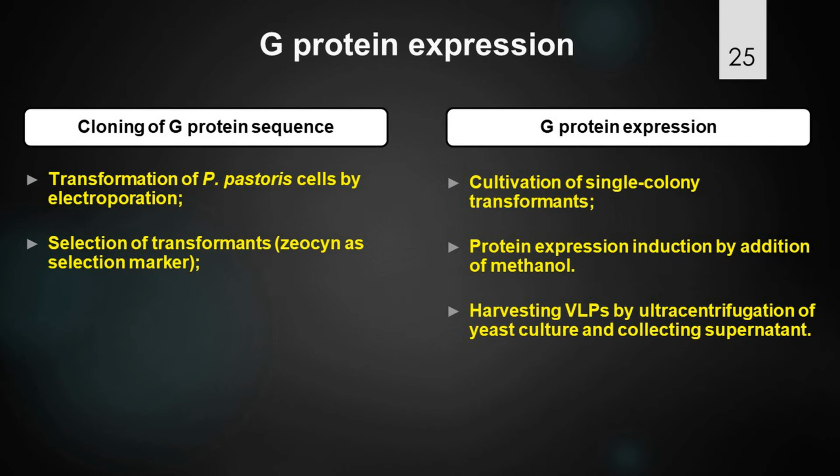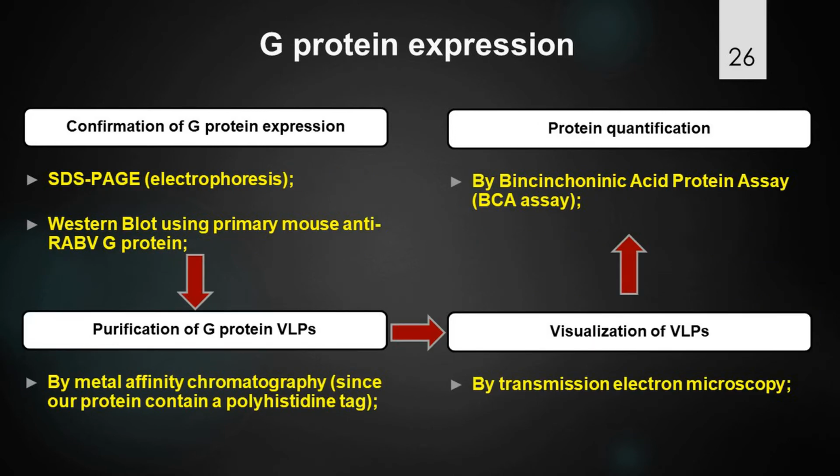So we will collect and centrifuge and work with the supernatant. To confirm the G protein expression, we will use electrophoresis to visualize if our sample contains proteins in the expected molecular size. And to confirm that it is indeed the G protein, we will perform Western blot using specific antibodies that will bind only to the G protein.